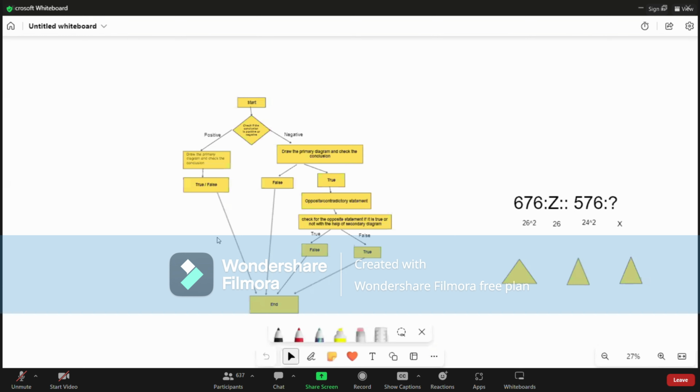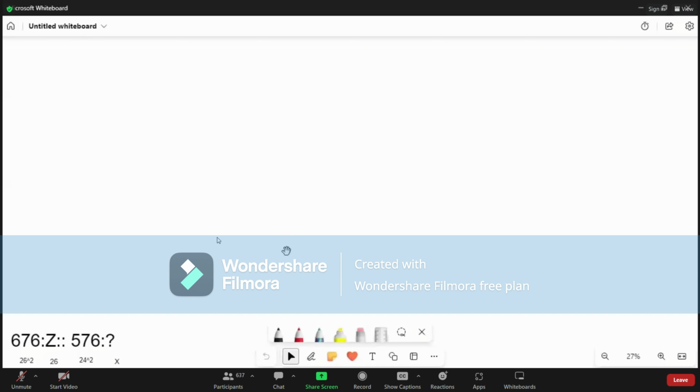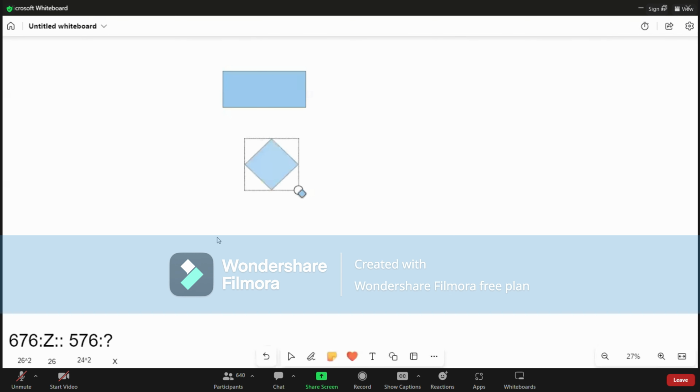Okay, flowcharts, I'll explain the topic. You won't be asked questions on flowcharts, but it is better to learn this. A flowchart contains three common types. One is the rectangle or the square, the second is the diamond, and the third is the arrows.